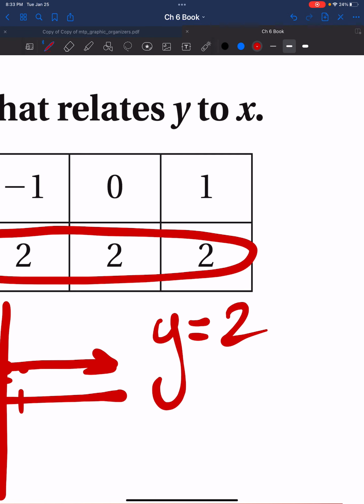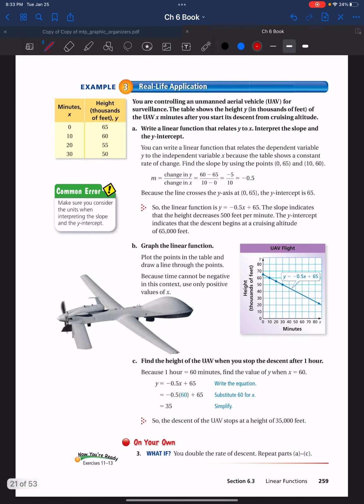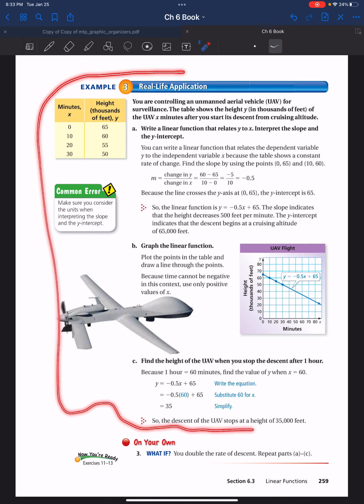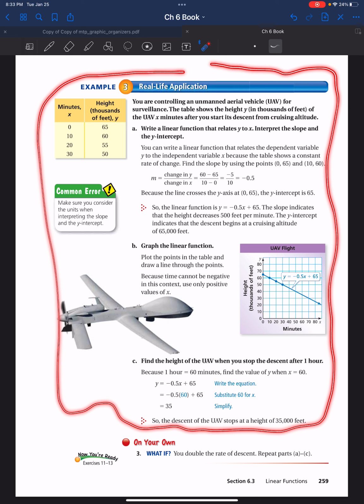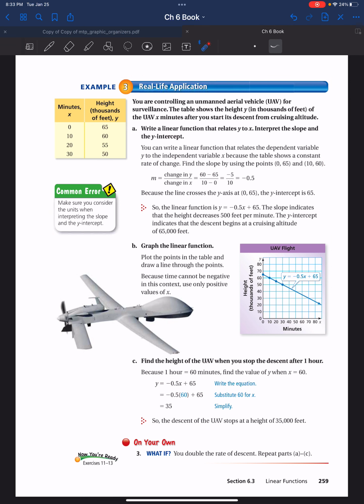Yeah, pretty easy. All right, and then there's this gorgeous, long, real-life example question, which I know you guys are just chomping at the bit to read, but luckily we're going to save that for another day.